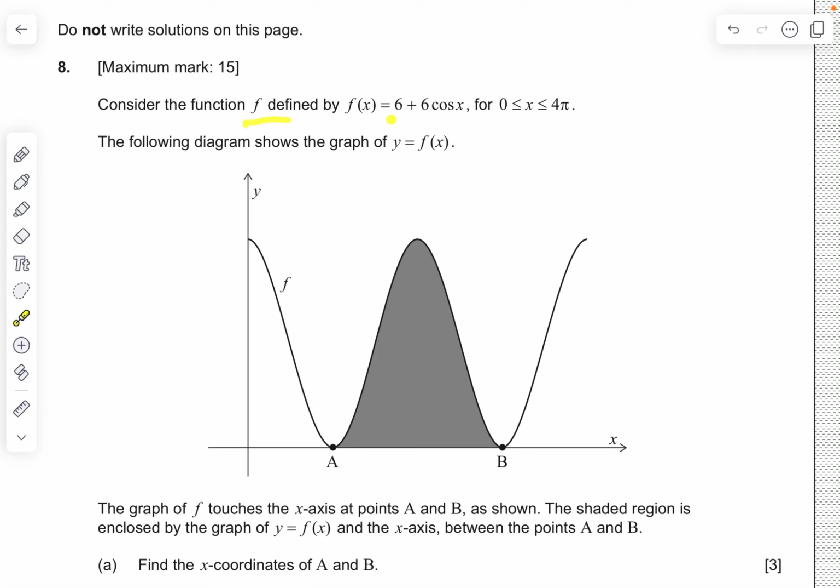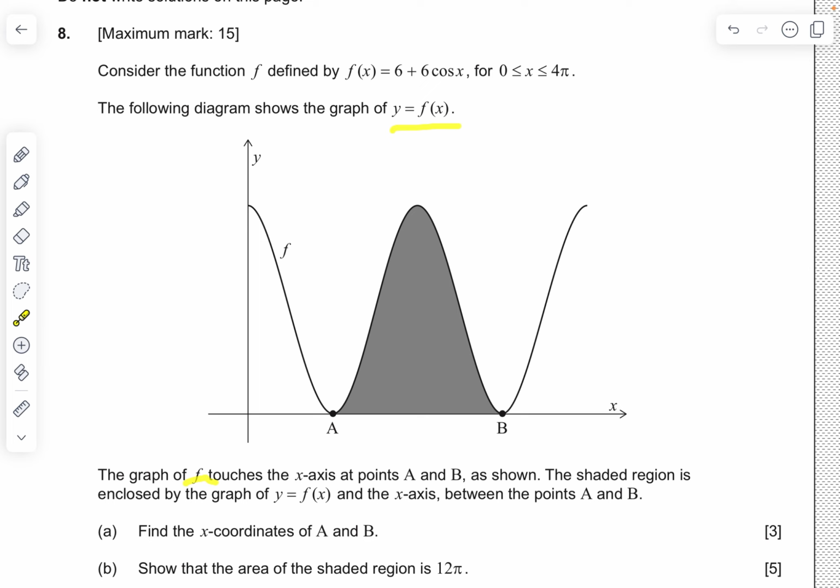We have a function which looks like a cosine function that's been multiplied by 6, so it's 6 times bigger, and then moved up by 6, between 0 and 4 pi. Here's the graph of y equals f of x. The graph f touches the x-axis at points A and B. The shaded region is enclosed between the points A and B. Find the coordinates of A and B.